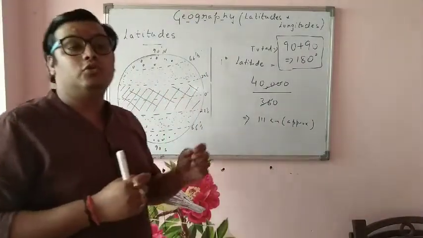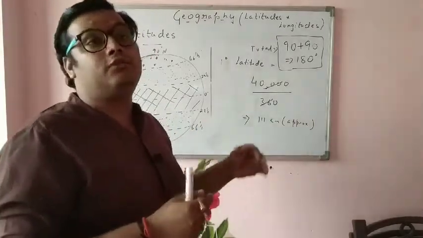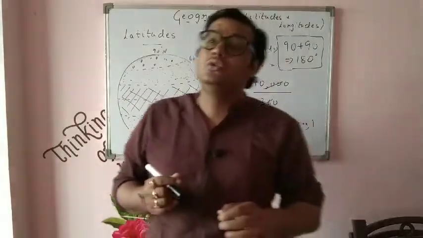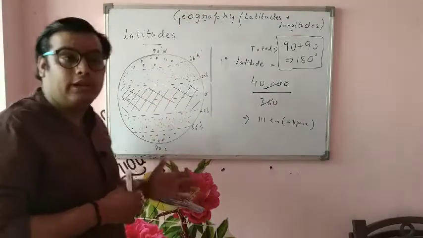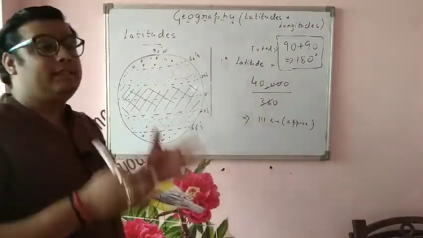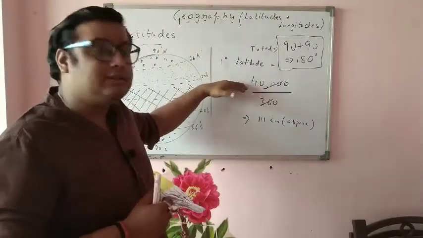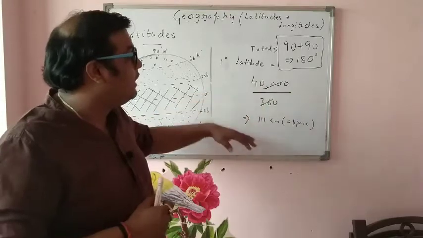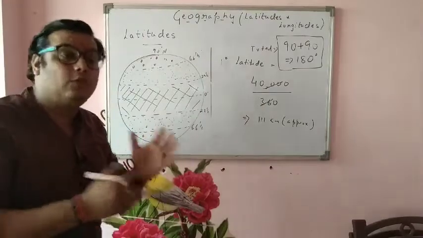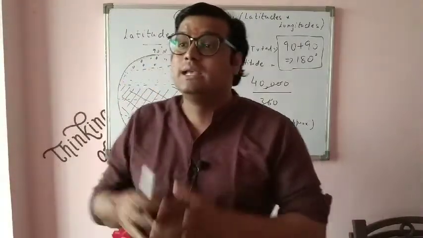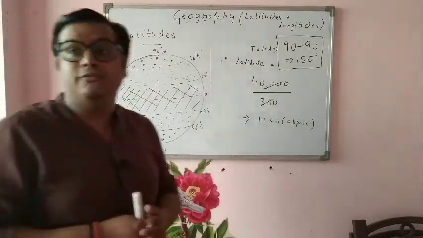Suppose you want to go to 43 degrees north from 0 degree. That would be 43 into 111, so you will get the exact distance you have to travel. This is a method to calculate the distance. Again, the circumference of the earth, 40,000 kilometers, divided by 360 gives 111 kilometers approximately. The distance between two lines of latitude is 111 kilometers, and there are 90 latitudes on each side, 90 on the northern hemisphere, 90 on the southern hemisphere.